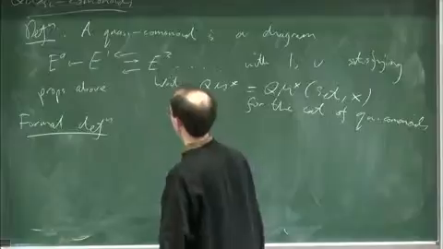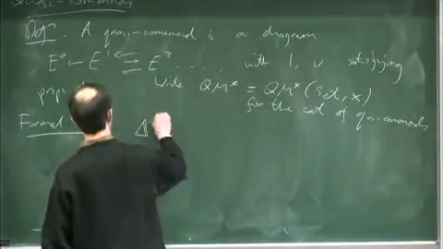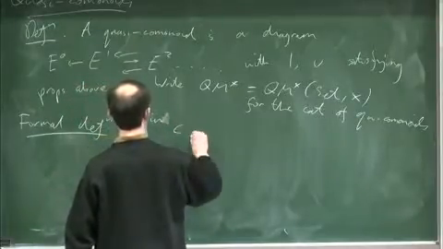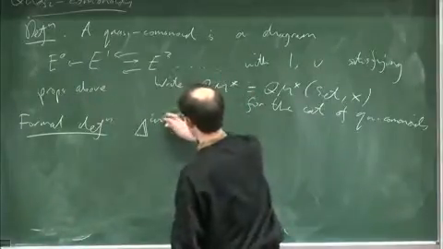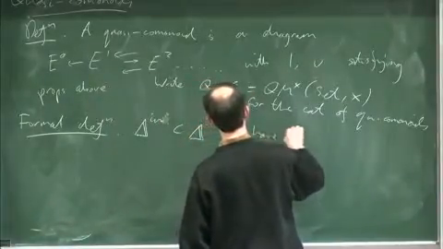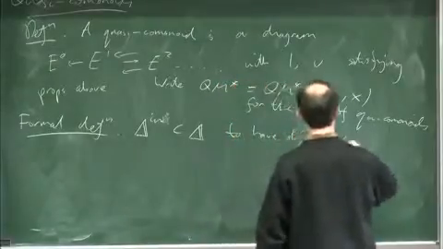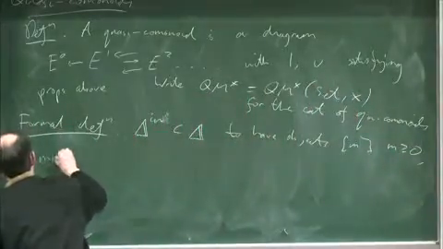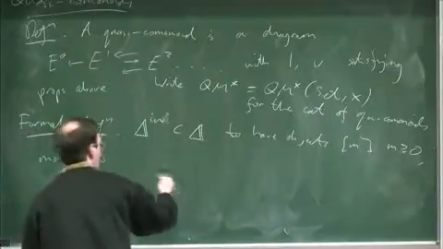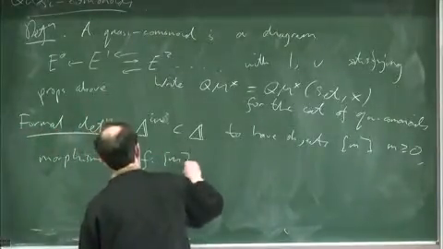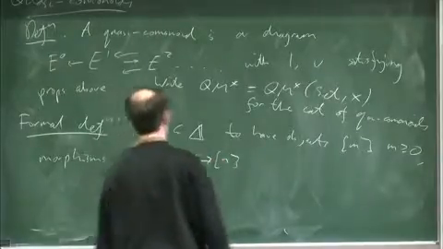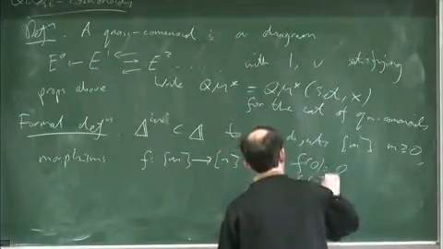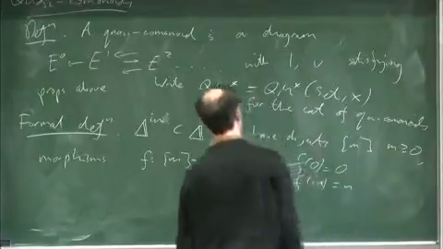And so the formal definition is that we first define delta in, contained in delta, to have objects M for M greater than or equal to naught, morphisms F from M to N such that F of naught is naught and F of M equals N.